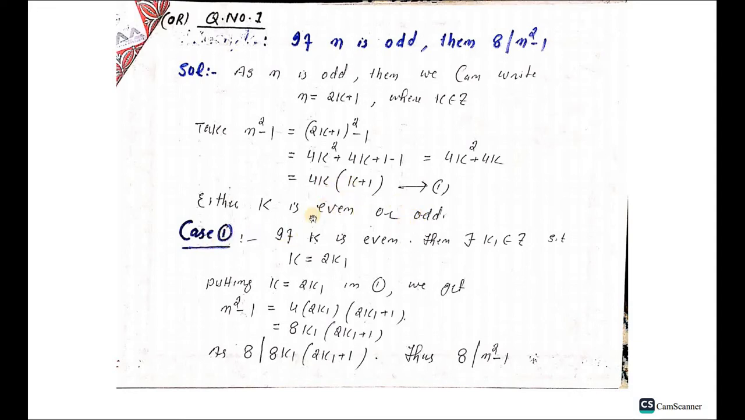So the first case, if k is even, then there is this k1 belonging to Z such that k is equal to 2k1. Every even integer can be expressed as k is equal to 2k1, where k1 is also an integer. Now putting this value of k in this equation, so we get n square minus 1 is equal to 4 times 2k1 into 2k1 plus 1.